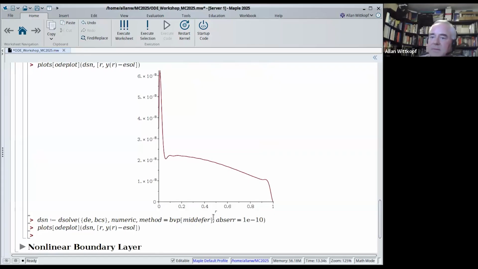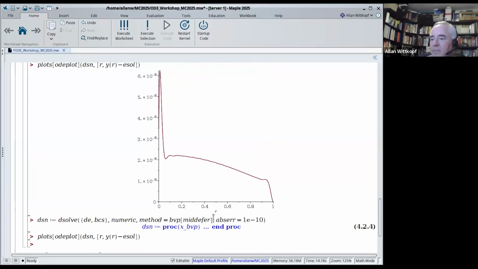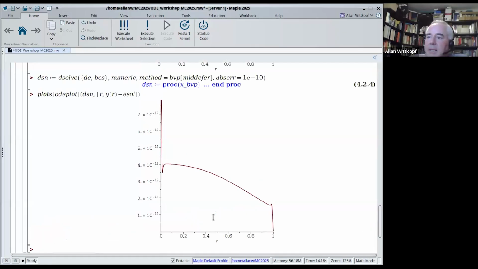We can ask for tighter tolerances, just simply specifying abs there. Unlike initial value problem integration, only absolute error is used, not relative error, for the boundary value problem solver. So you only need to specify the one. And we can look at that solution. We can see that, yes, we get a tighter and more accurate solution with the tighter tolerances, as expected.